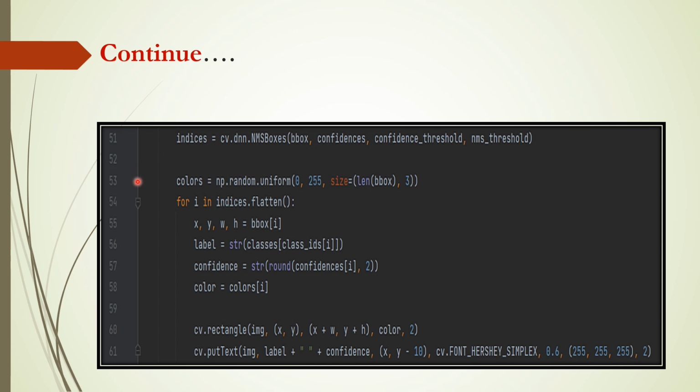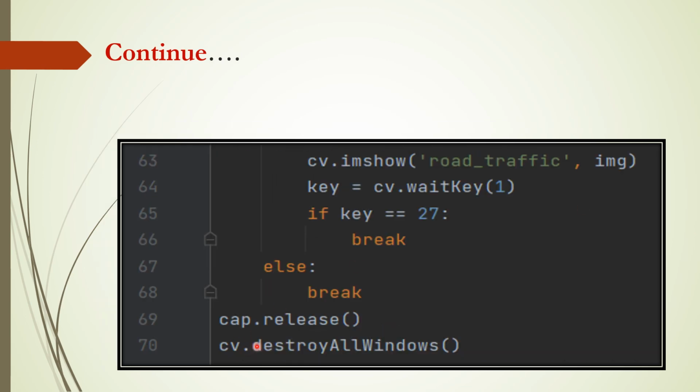Now lines 52 to 58. Here we are just fetching the required coordinates for the bounding boxes, along with the confidence and label, and assigning a color to it. Now lines 60 to 61. Here we are drawing the rectangle bounding box for the detected objects and putting the text above that bounding box. So here we have shown the detected objects using cv.imshow.